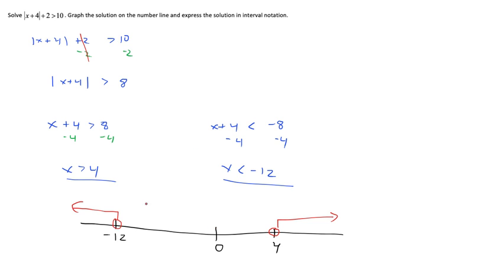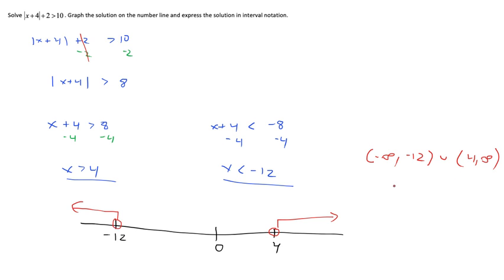In interval notation, it's essentially just a range of values. Remember, this arrow means that every single value to the left should be accounted for. So in interval notation, we get everything from negative infinity all the way up to negative 12. Because it's an open circle, we need a parenthesis. Then we combine that. Because we're dealing with intervals, we need the union symbol, and then everything from 4 to infinity.